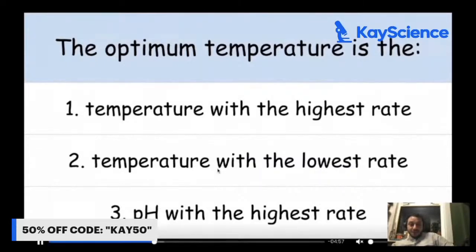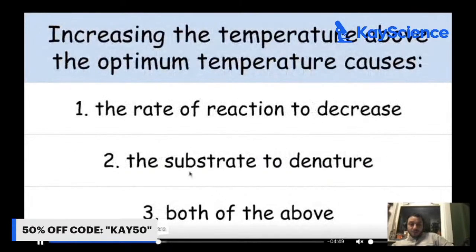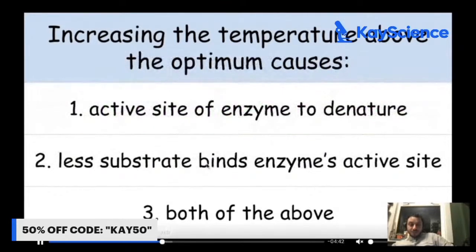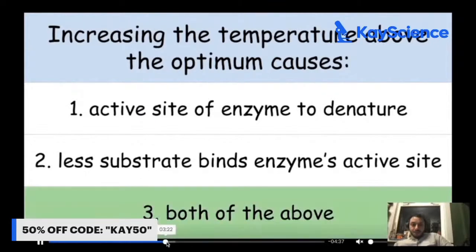It is the temperature with the highest rate. So increasing the temperature above the optimum temperature causes, now never confuse this one, remember the substrate does not denature. The rate of reaction decreases. Increasing the temperature above the optimum causes both of them. The active site of the enzyme denatures and less substrate binds the active site.